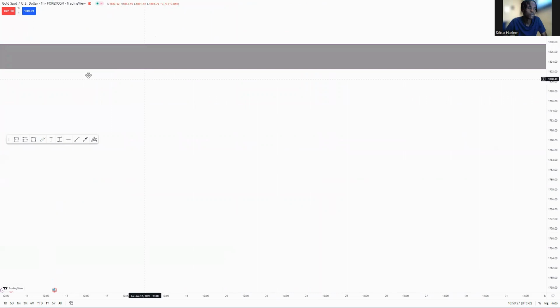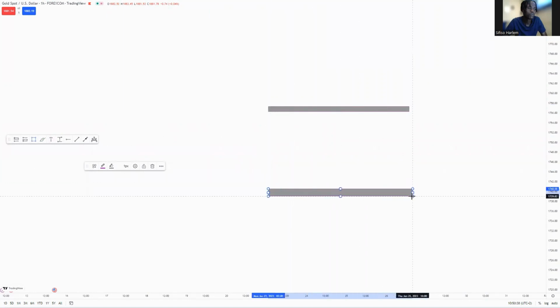Let me do this. We have resistance and we have support, right? So we know that we buy here, we sell there, right? We buy on support, we sell on resistance.